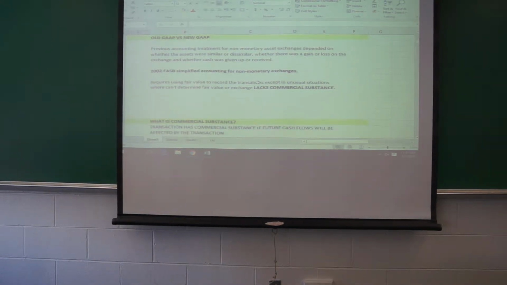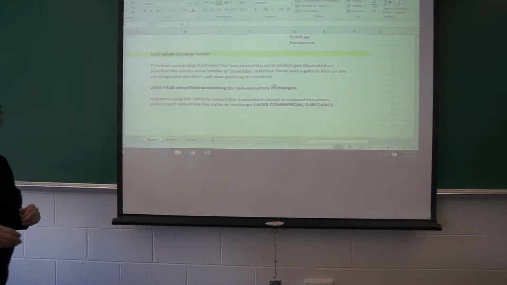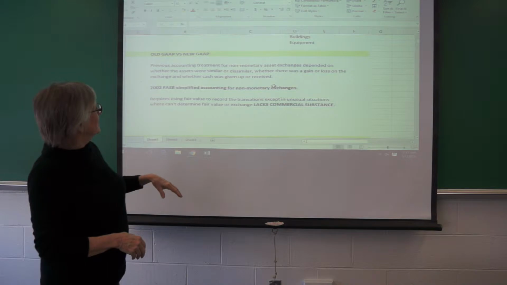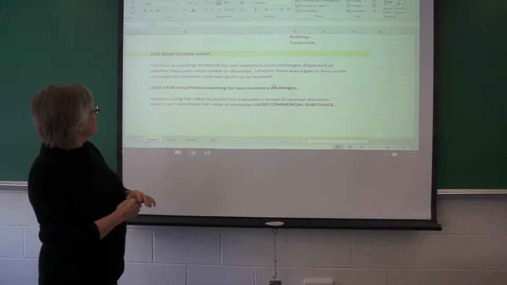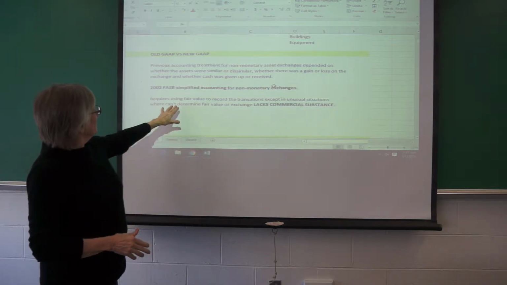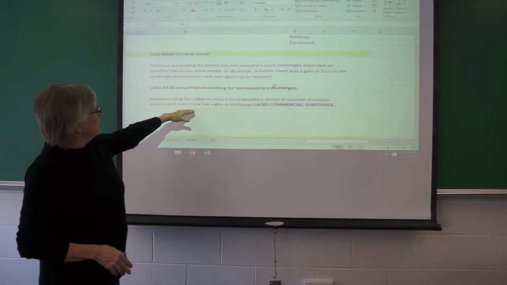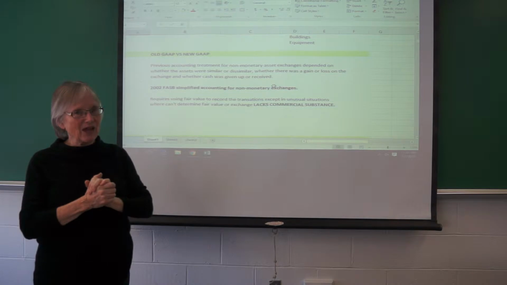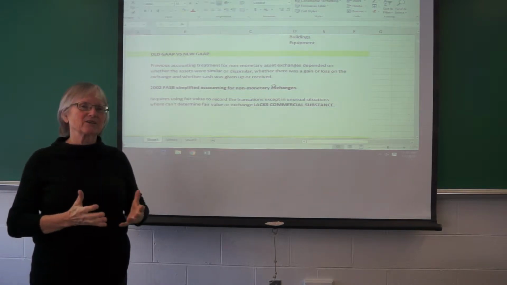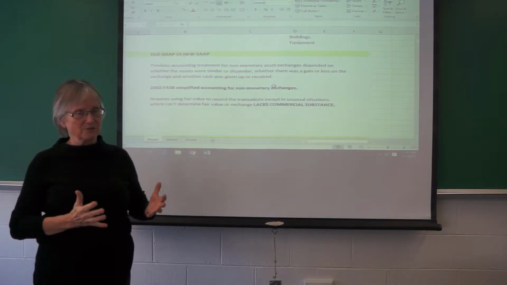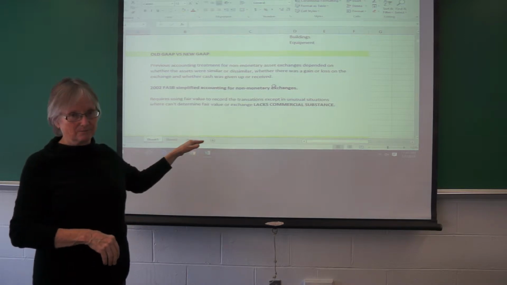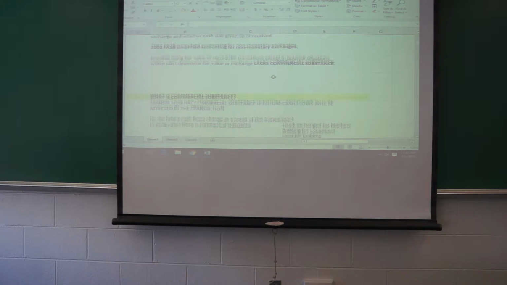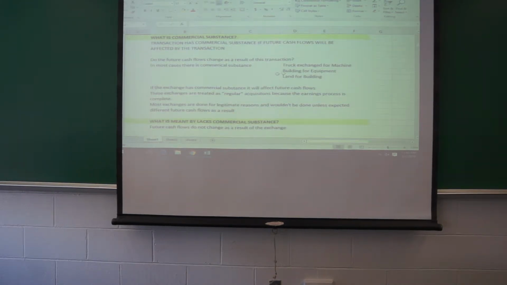In the old GAAP, what you're actually going to learn simplifies how it used to be done. What the new GAAP is based on now is whether the exchange has commercial substance or it lacks commercial substance. In the past it was, are these assets similar or dissimilar? So this is much simpler. Okay, so the next thing is, what is commercial substance?